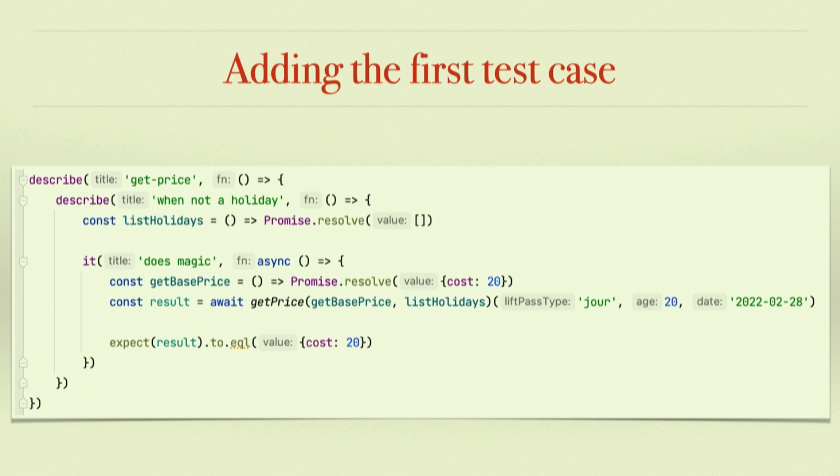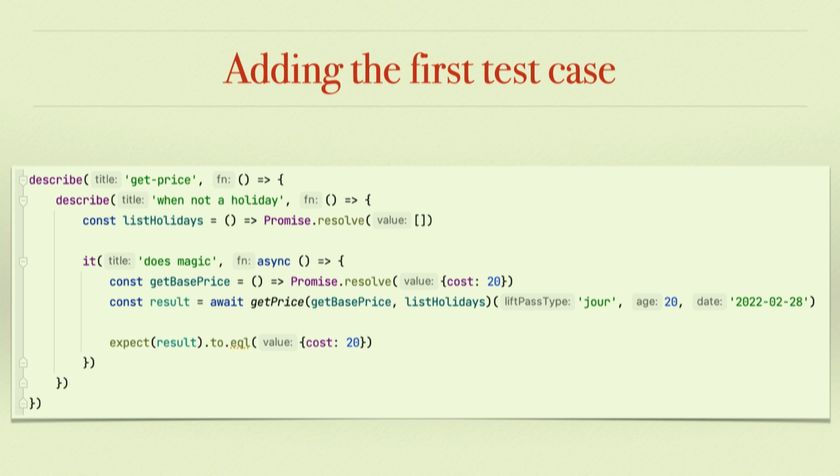So now I know there's holidays, because there's a holiday function. There's a base price thing. So these are the two functions that need to be given. So I'm giving just the context of, let's not think about holidays. And I run my first test case. I get a base price of 20.